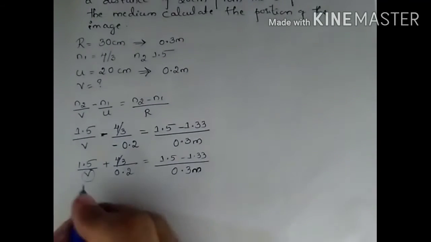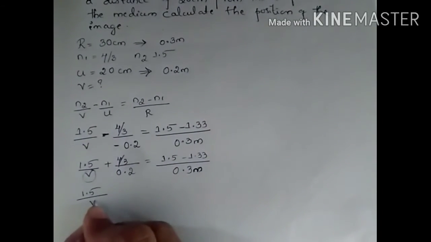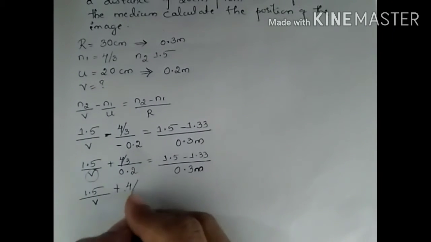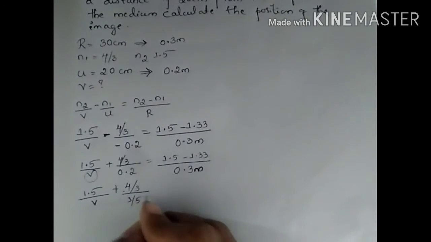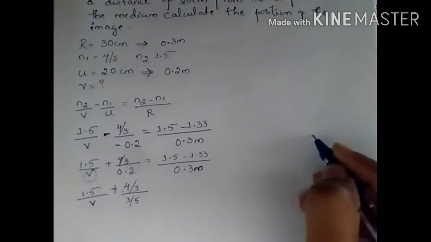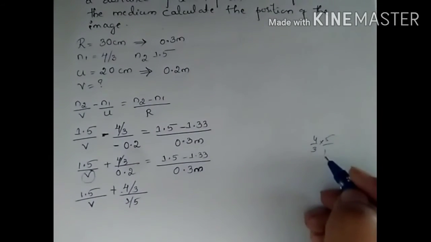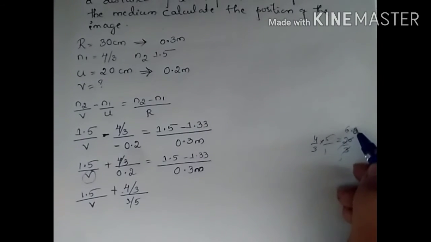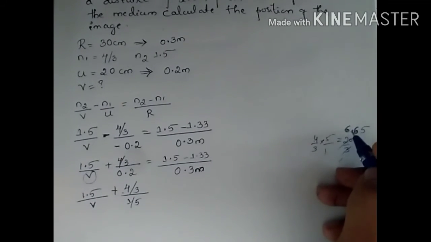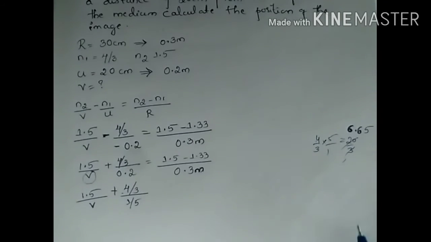Now let us solve this. 1.5 divided by V, and then 4/3 by 0.2. The fraction 1 by 0.2 will be 5, so that is 4/3 into 5, 4 5s 20 by 3. 3 5s 15, 3 6s 18, 2 remained. Again it will be 6, so let us round up this.